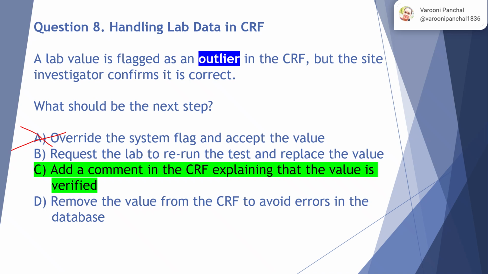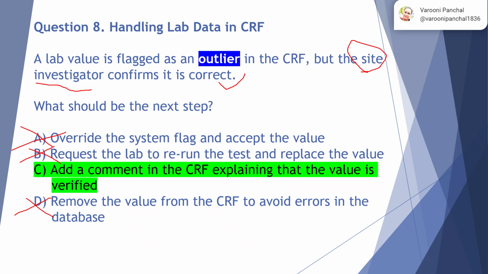Option B, request the lab to rerun the test and replace the value. No, you cannot replace the value because this is an actual value that has been collected, and the principal investigator or the site investigator is saying that it is correct, right? Hence, you cannot replace the value. Option D, remove the value from CRF to avoid error. No, even if it's an outlier and the investigator is saying that it is correct, you cannot remove, you cannot replace, you cannot override. All these things cannot be done because we are dealing with a human trials clinical database.